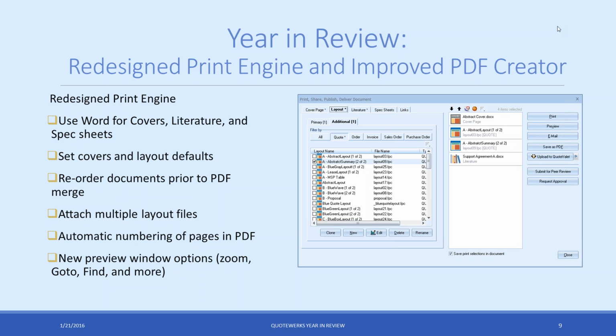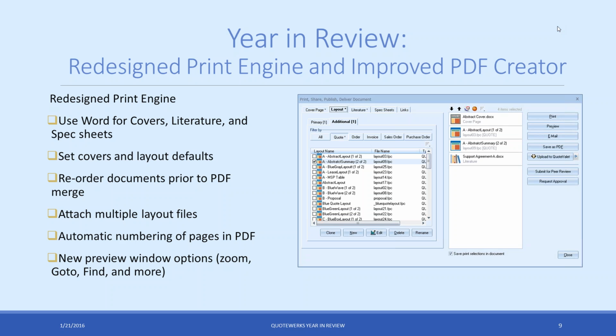Attach multiple layout files. This is also a nice feature if you wanted to attach additional layouts or additional files to the document. Maybe you had multiple Word layouts or multiple QuoteWerks layouts or a combination of them that you wanted to attach into your PDF. You're able to do that now. And then we do automatically number your PDF documents. Before, you had to put macros in there and maybe have it run a formula or something like that. You don't have to worry about that anymore. We're going to go ahead and number all those pages for you.